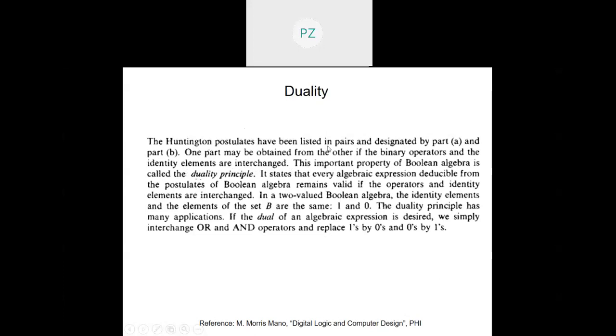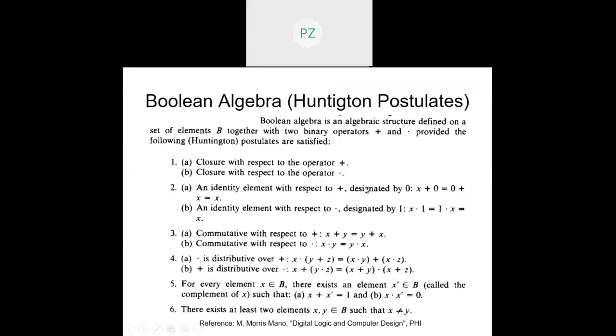The Huntington postulates have been listed in pairs and designated by part A and B, just as I pointed out a little earlier. One part may be obtained from the other if the binary operators and the identity elements are interchanged. So in order to get its dual, we replace plus by dot and 0 by 1. Similarly, in order to get the dual expression, you have to change OR to AND and AND to OR.